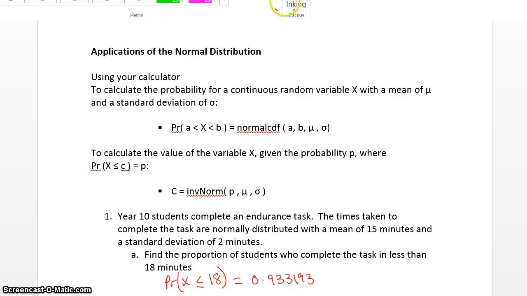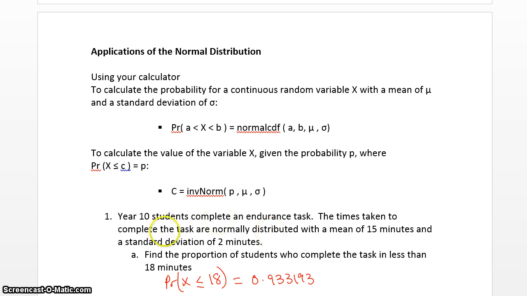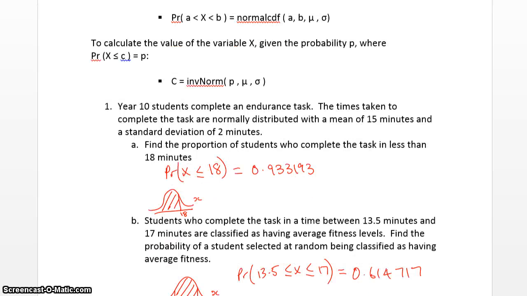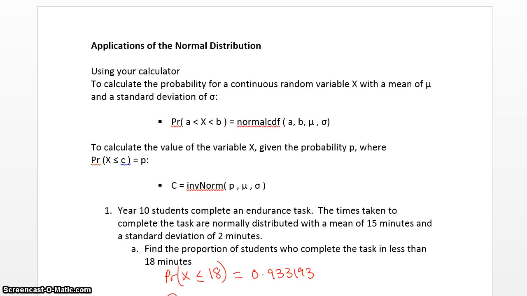So if I've got this particular case here, year 10 students complete an endurance task. The times taken to complete the task are normally distributed with a mean of 15 and a standard deviation of 2 minutes. Find the proportion of students who complete the task in less than 18 minutes.